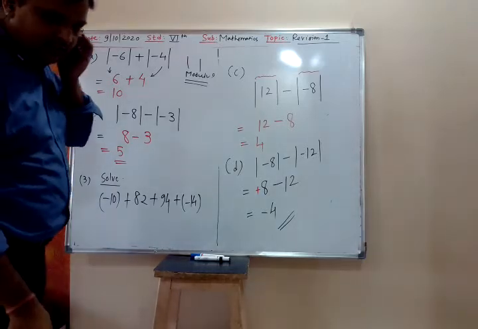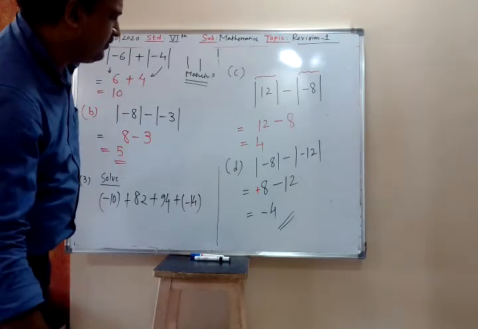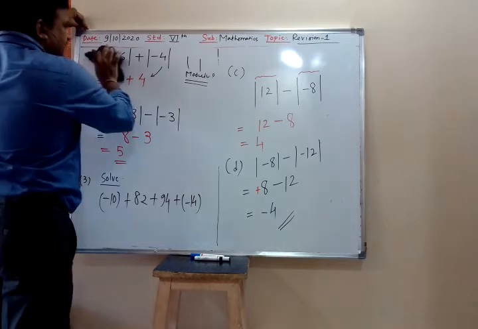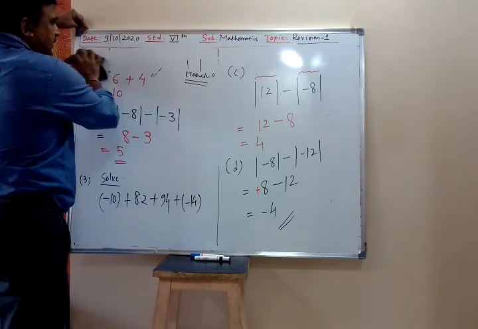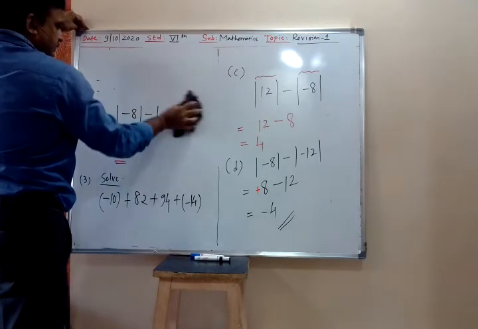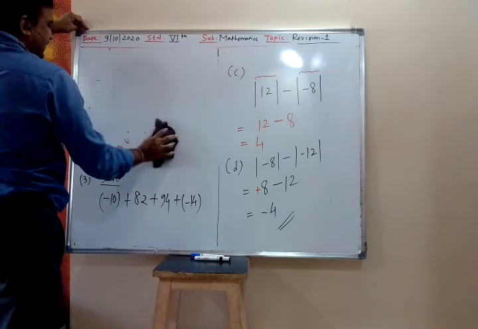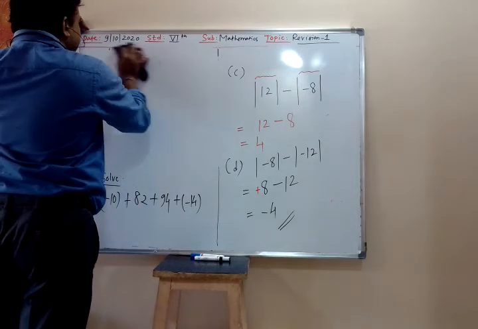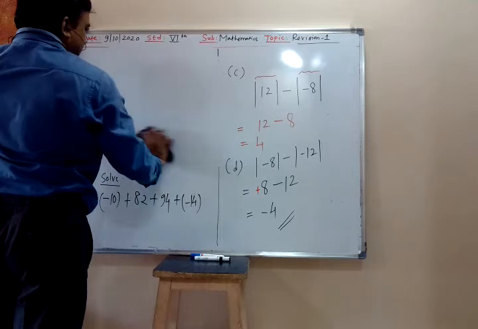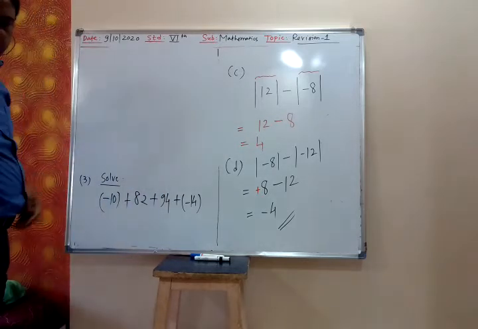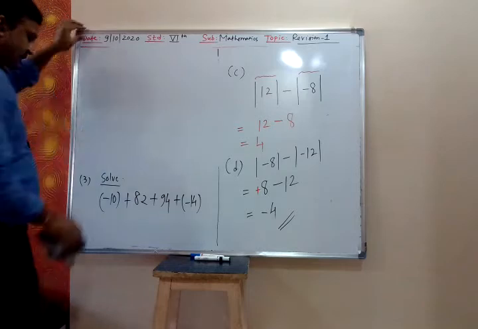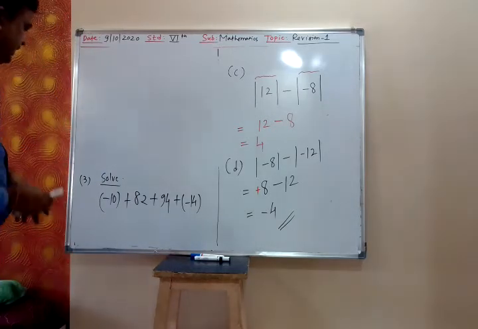Is the doubt clear? Put that plus. Final answer: 8 minus 12. The sign of 8 is plus. No sign means plus sign. Remember this. So plus 8 minus 12 will be minus 4. Now let us solve the third one.